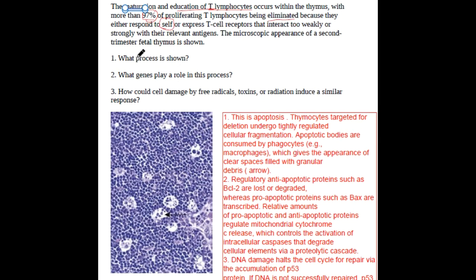How are they eliminated? What is the process shown here? This elimination occurs by the process of apoptosis. What genes play a role? We have pro-apoptotic factors and anti-apoptotic factors. The pro-apoptotic factors are BAX and BAK. The anti-apoptotic factor is BCL2.